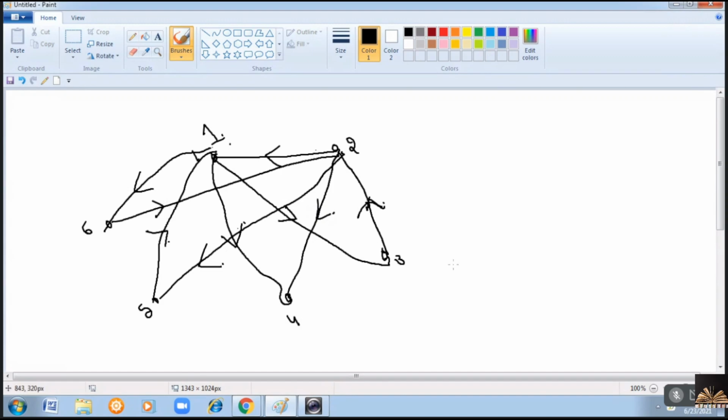Right? Now coming to 3. 3 has to play with the remaining 5 teams. So 3 to 1 is done. 3 to 2 is done. Now 3 to 4. Assume that 3 plays with 4 and 3 won the game.